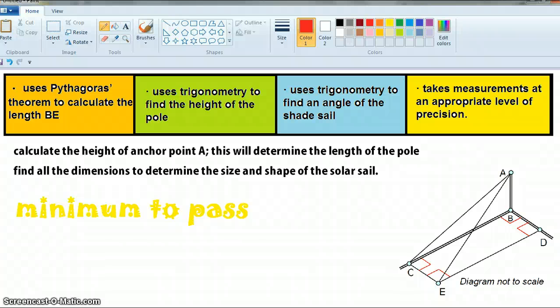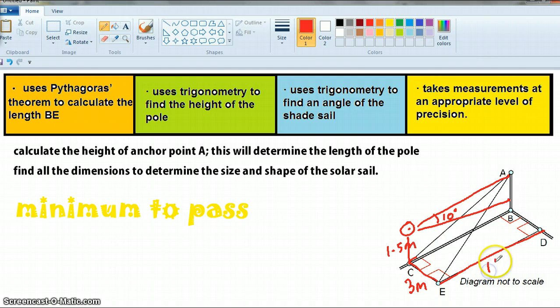Okay, so let's imagine this is what you do. Somebody stands here and measures the angle, and I'm just going to make these dimensions up. So let's imagine that angle is 10 degrees. Let's imagine the height from the feet to the eyeball is 1.5 meters. Let's imagine that the length from here to here is 3 meters, and the length from there to there is 11 meters. So let's imagine that you can measure appropriately.